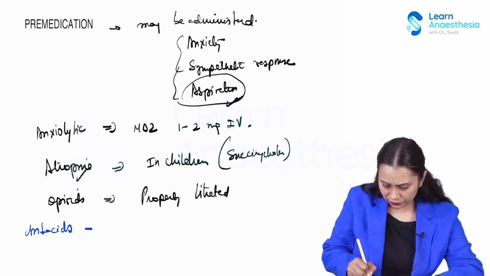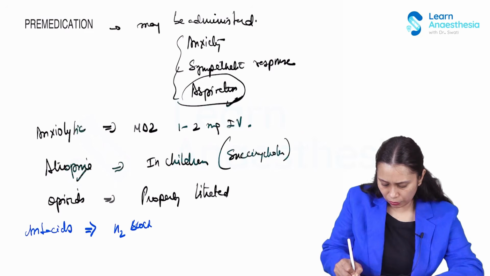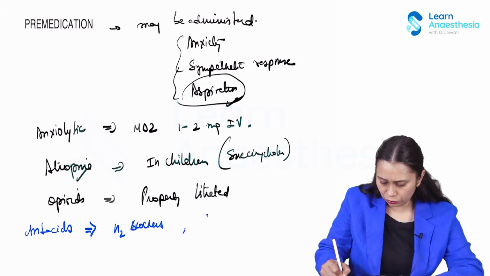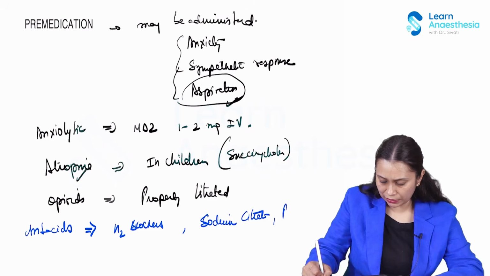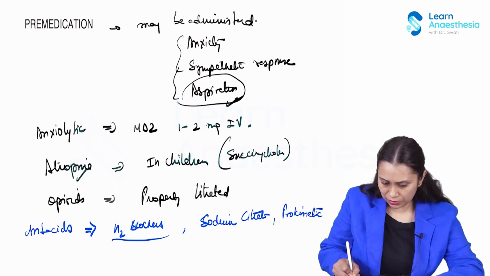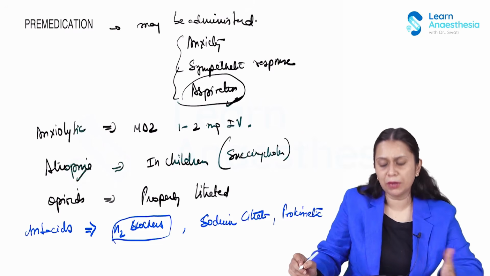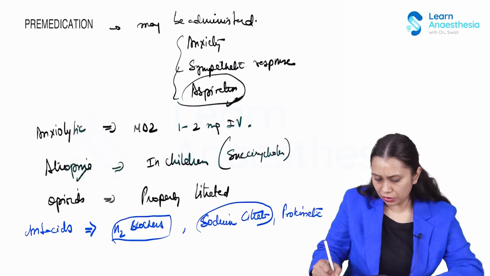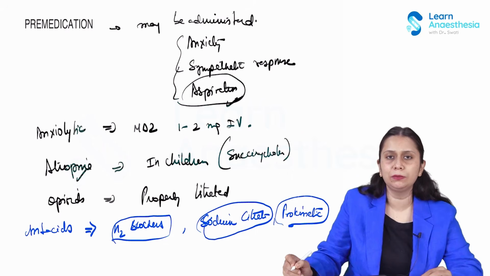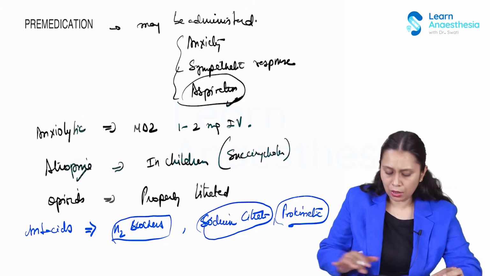So what are the antacid-type things that we can give? We can give H2 blockers, we can give sodium citrate that we have already discussed, and we can give a prokinetic like metoclopramide. H2 blockers such as famotidine, 60 to 90 minutes prior to induction, sodium citrate just before induction, and prokinetic again 60 to 90 minutes before induction.